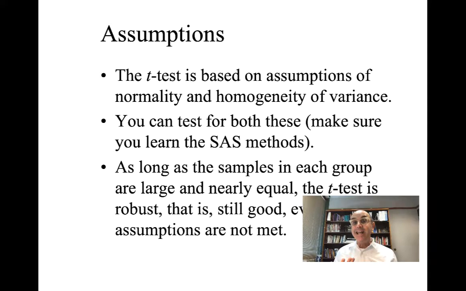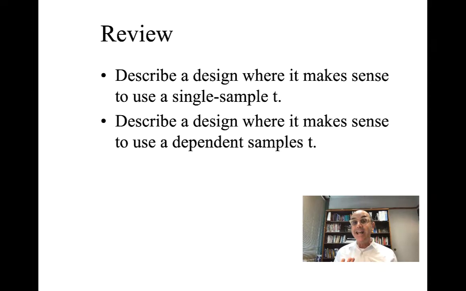One of the things that we need to be aware of is the assumptions. The t-test is based on the assumptions of normality and equal variance. You can test both of those, making sure that you learn the SAS methods. As long as the samples of each group are large and nearly equal, the t-test is robust, that is, still good even though the assumptions are not met.